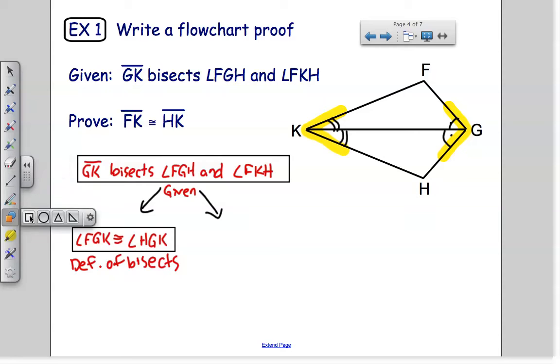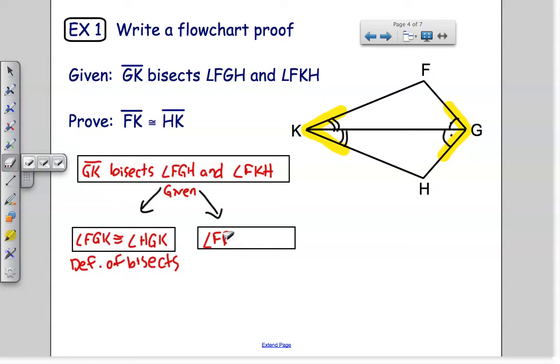And I'm going to have another similar statement here because I also bisected angle FKH, which is here, so now angle FKG, I wish I could write my letters correctly, sorry, congruent to angle HKG. Those are the ones I marked with two arcs. And again, this is the definition of bisects. I know that those angles are congruent because I was told that this segment bisected the angles.